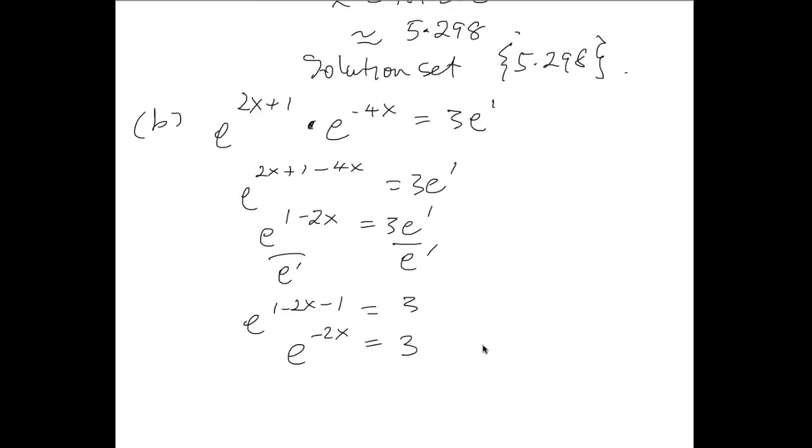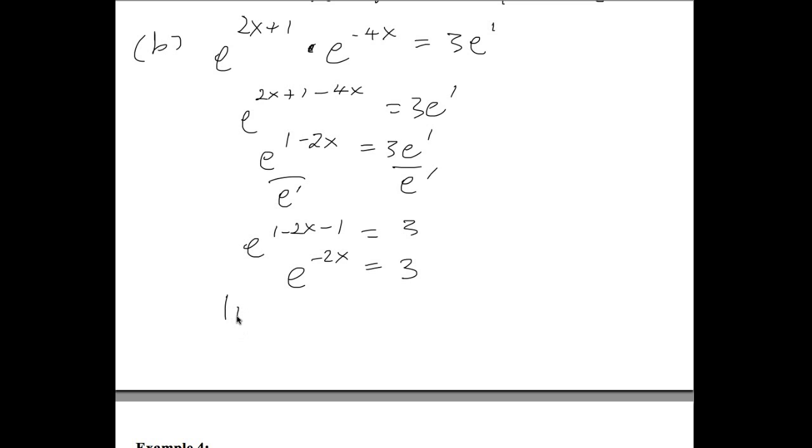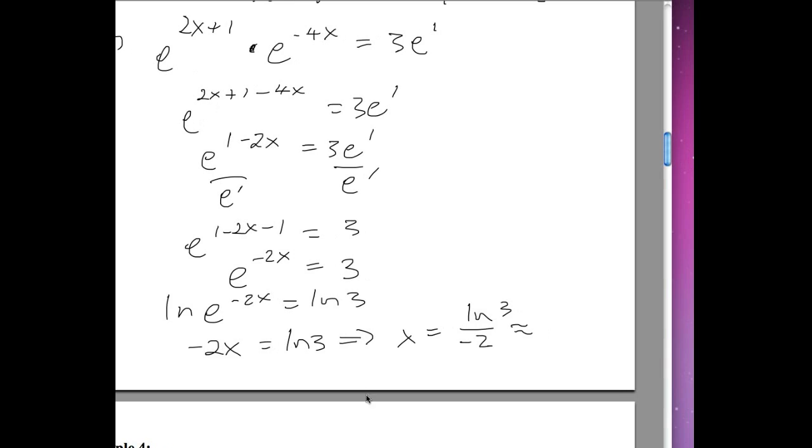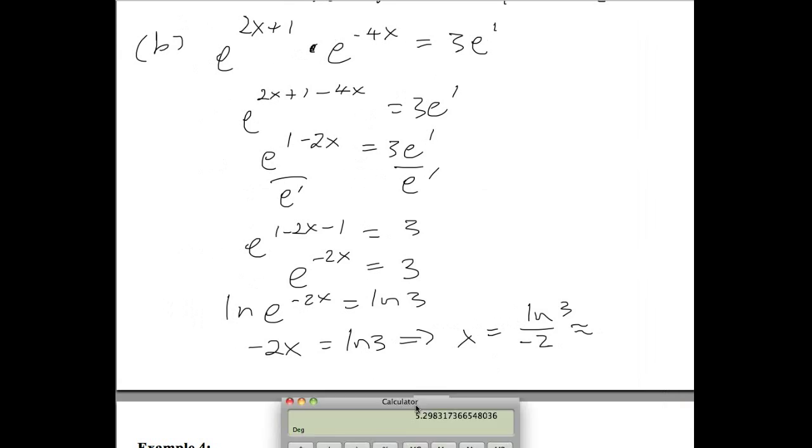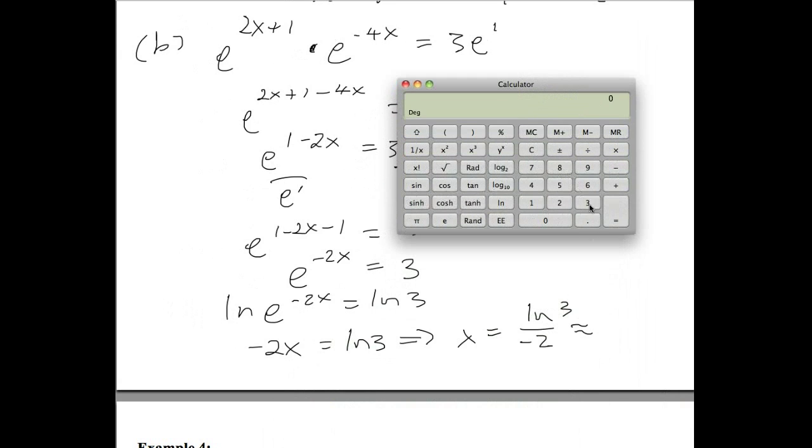All right, now of course we would apply the ln of both sides. Clearly this becomes negative 2x, because the ln undoes the e, is equal to the ln of 3, which implies then that x is equal to the ln of 3 over negative 2. Right, so we get our calculator. All right, here it is. And we go ln of 3, and we divide by 2, but make it negative 2, and that's equal to negative 5.549 to 3 decimal places.